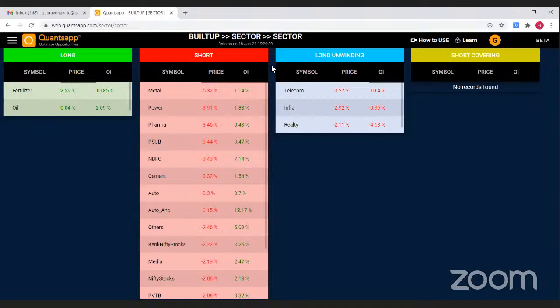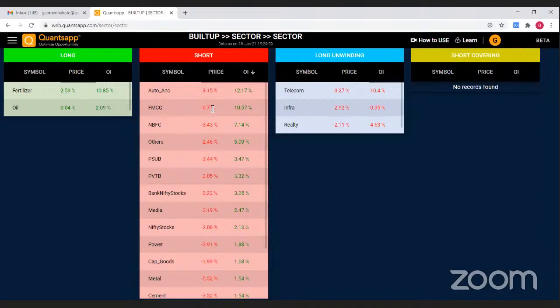So if I arrange this data according to OI first, now I can see auto ancillaries. Auto ancillaries as a whole has declined by 3.15% and OI has increased. That's a cumulative data of all the FNO stocks in the auto ancillary sector. So price has declined over 3% and OI build up is 12% here. It means in auto ancillaries market participants are looking more on the short side. They are more confident about the price decline.